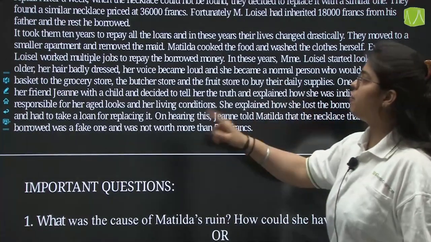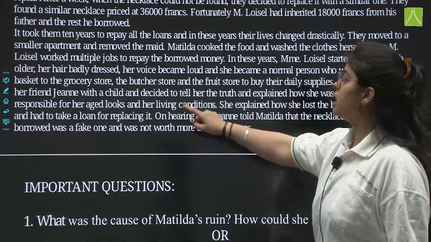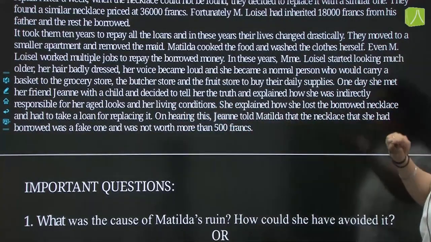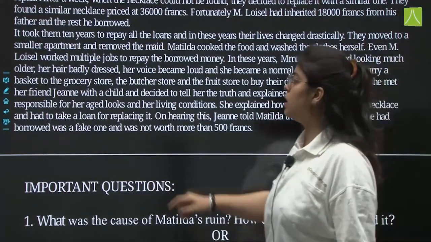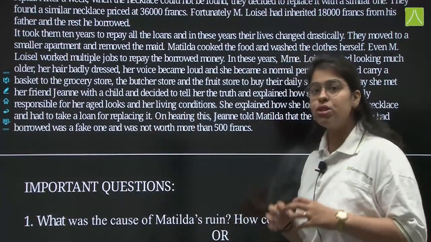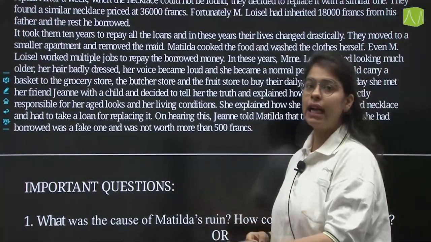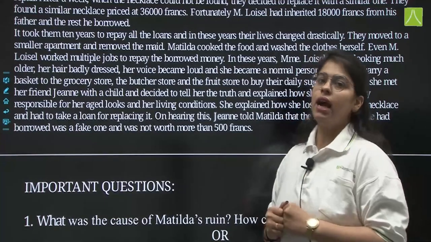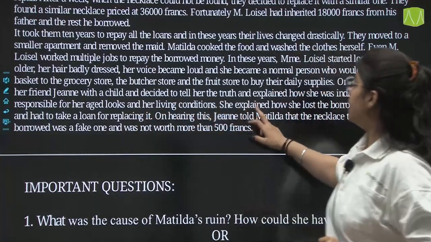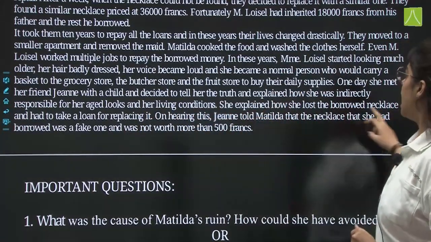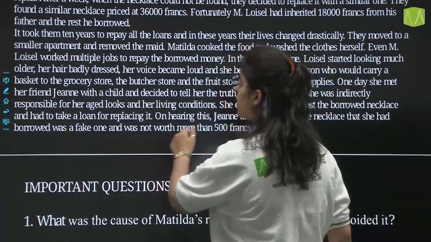One day she met her friend Jeanne Forestier with a child and decided to tell her the truth and explain how she was indirectly responsible for her aged looks. So now she wanted to make Madame Forestier feel guilty, and she explained her living condition. She explained how she lost the borrowed necklace and had to take a loan for replacing it.